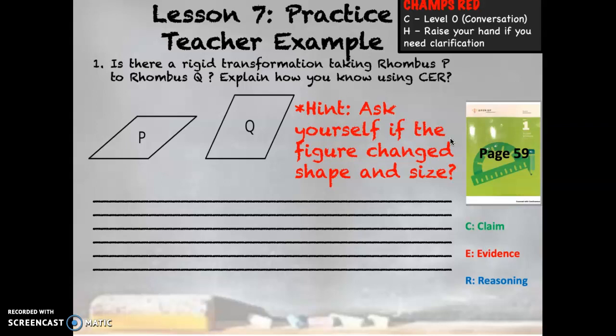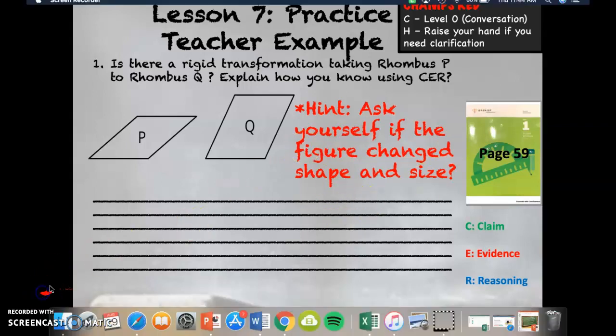Okay, one thing I want you to do is pause the video. This is your homework. If you didn't finish in class, 59 was for 1 and 2. You're going to write out a CER. What you're going to do is you're going to draw the shape. Sorry, that's the bell. Draw the shape, and you're going to do transformation, slide, flip, and turn.